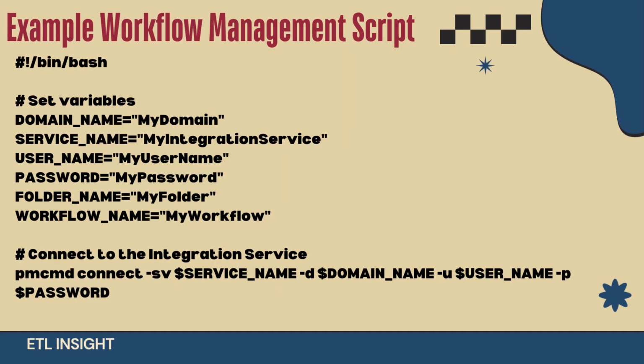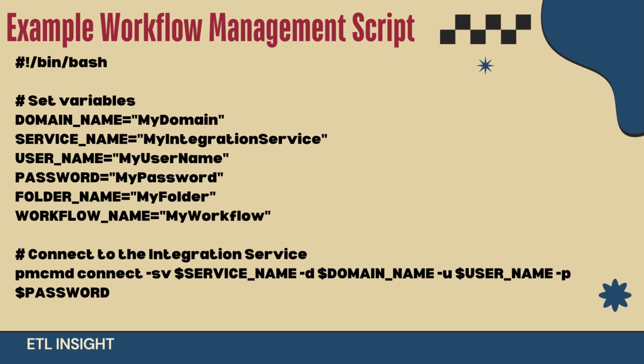We can combine all these commands to form a script, keep it, and schedule it on Unix as a cron job in a batch process. This is how an example script looks. The first line is #!/bin/bash. This is a common first line for every script. Then we can set all the variables. Instead of defining them in every command, we can keep them as variables and use them as and when we need in the commands: domain name, service name, username, password, folder name, workflow name.